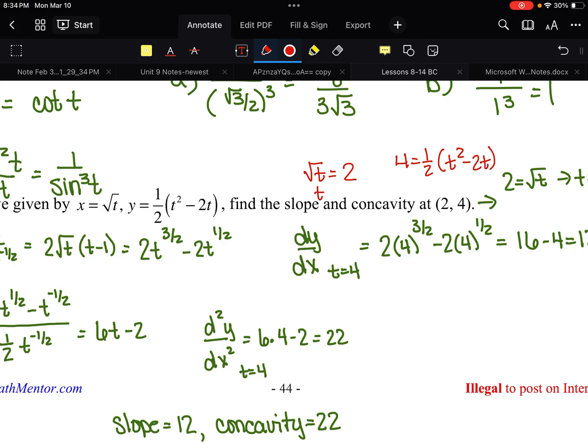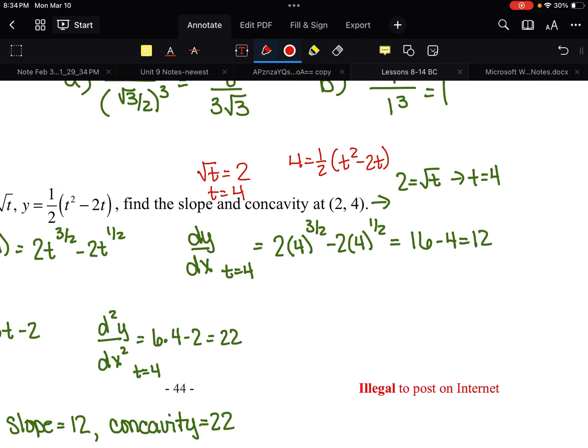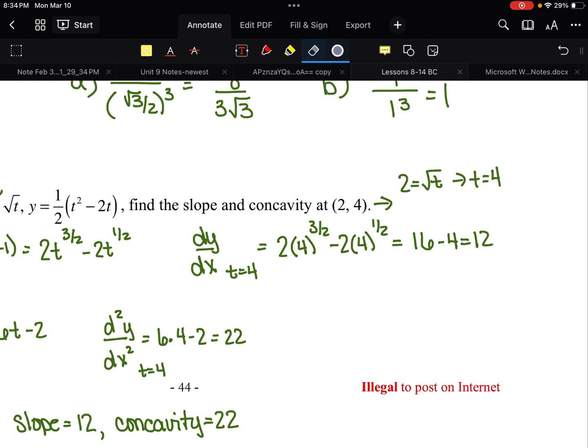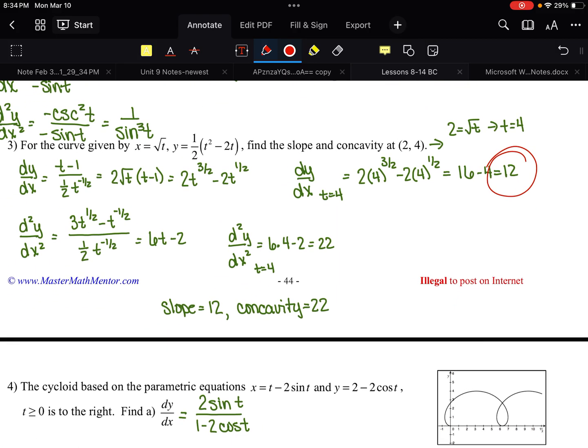So if I square, that gives me t equals 4. You can solve this, so that would be 8 equals t squared minus 2t. Subtract 8 from both sides, and then solve that. And the solution that they have in common is t equals 4. So then plug in 4 to the first derivative, and that tells you the slope. Plug 4 into the second derivative, and that tells you the concavity.